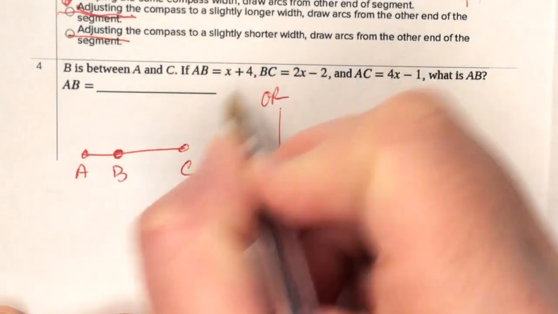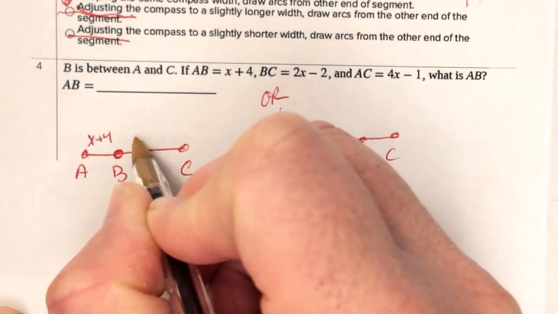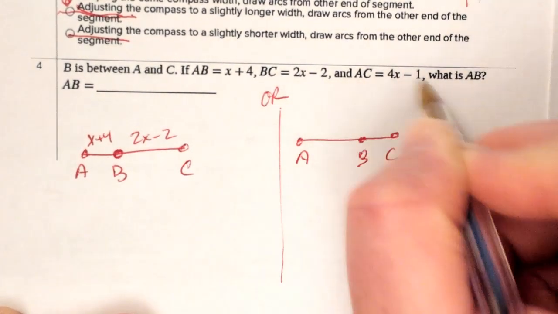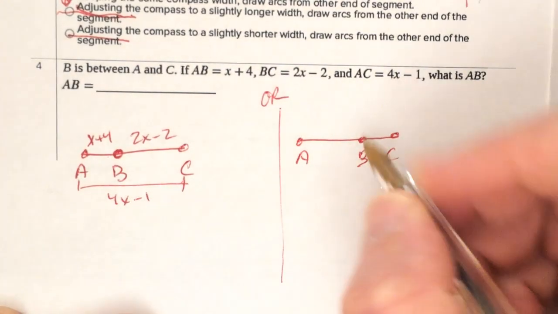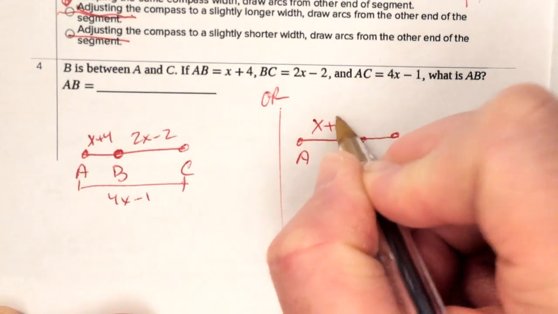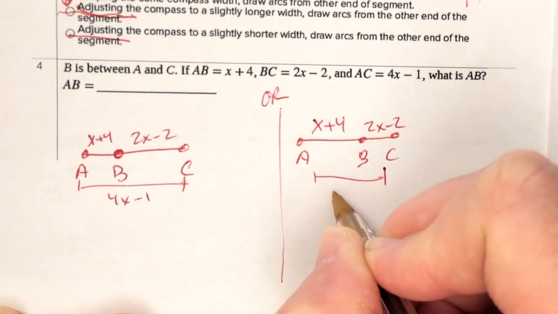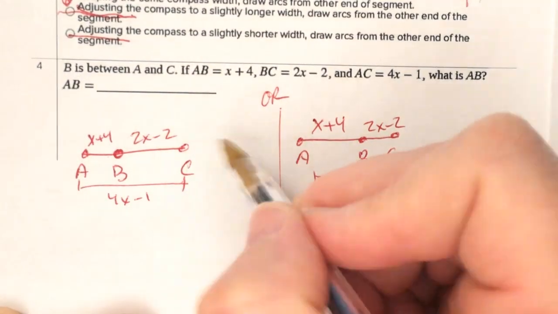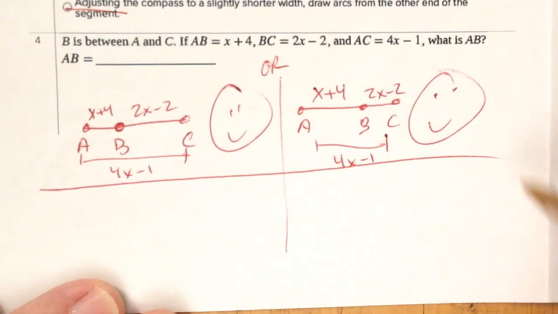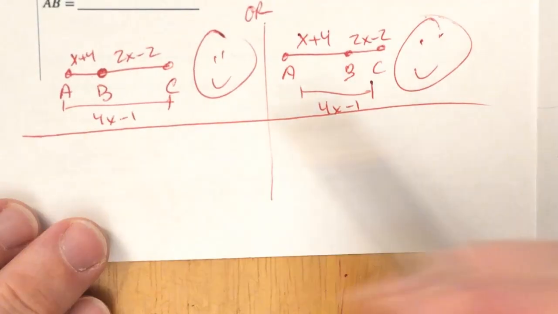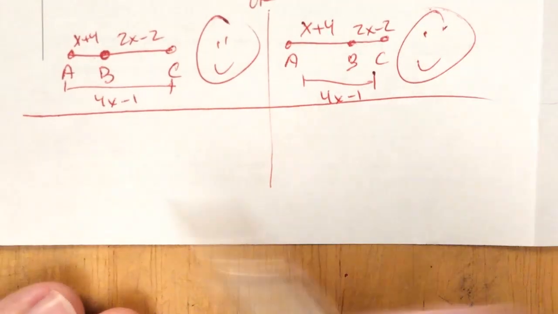So you could do A to B is x plus 4. We have B to C is 2x minus 2, and A to C, that whole shebang, is 4x minus 1. So your picture looks like this, or it looks like this. And both are good. Those pictures are good. Okay, now, both of these pictures are happy. Now, let's take this and we're going to solve.